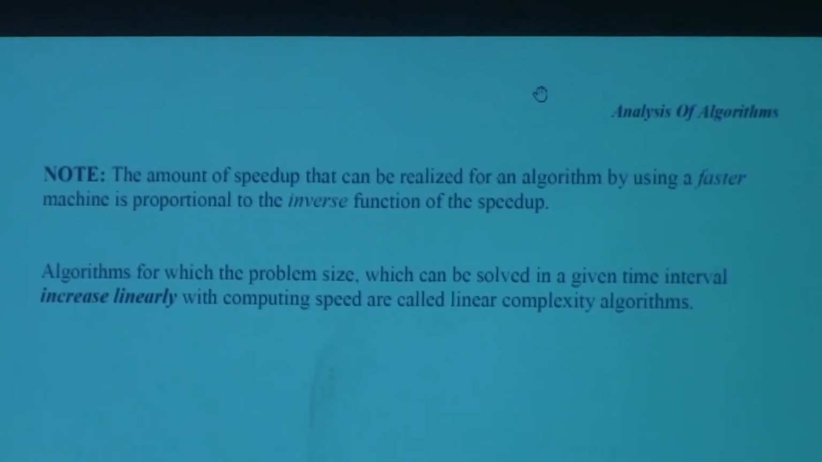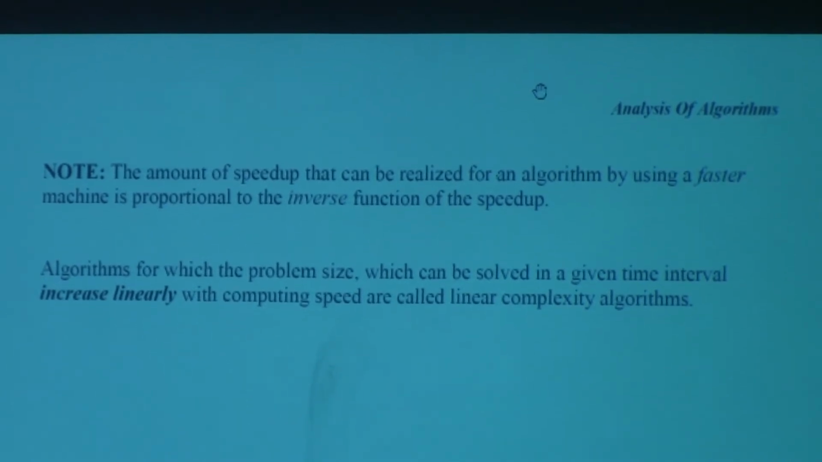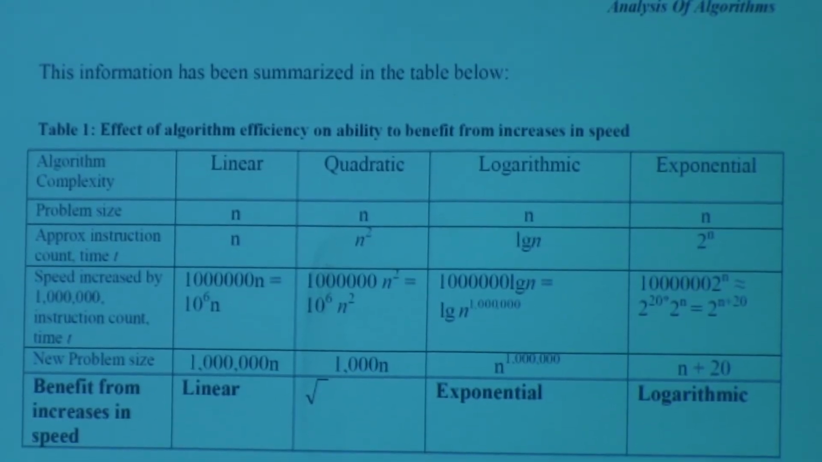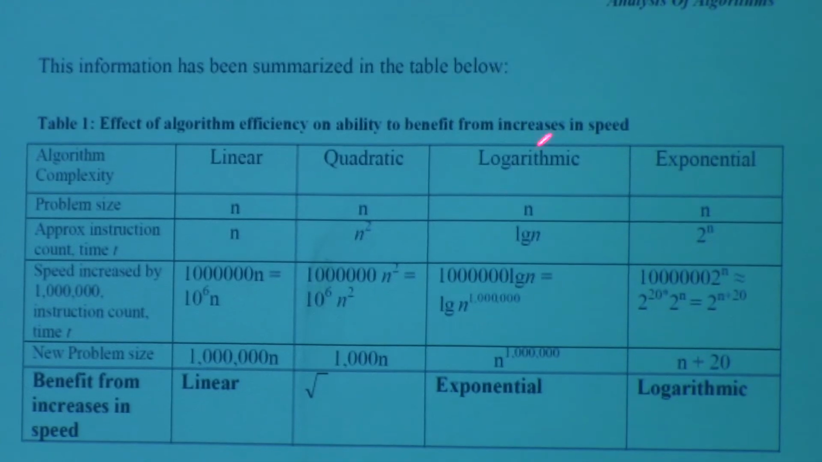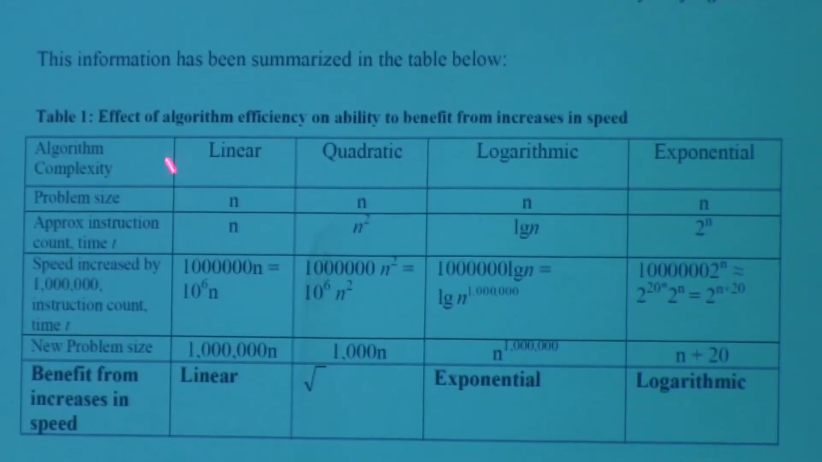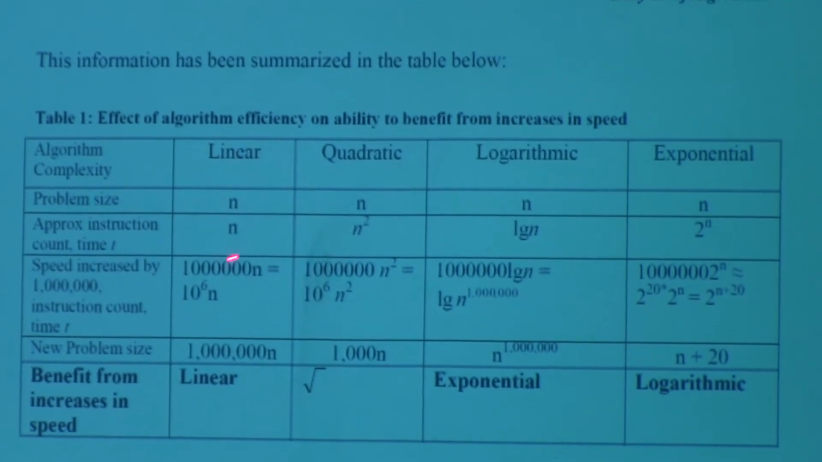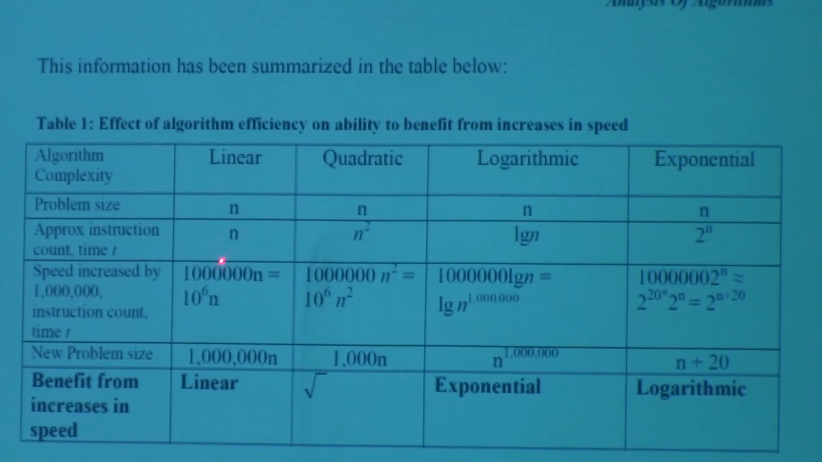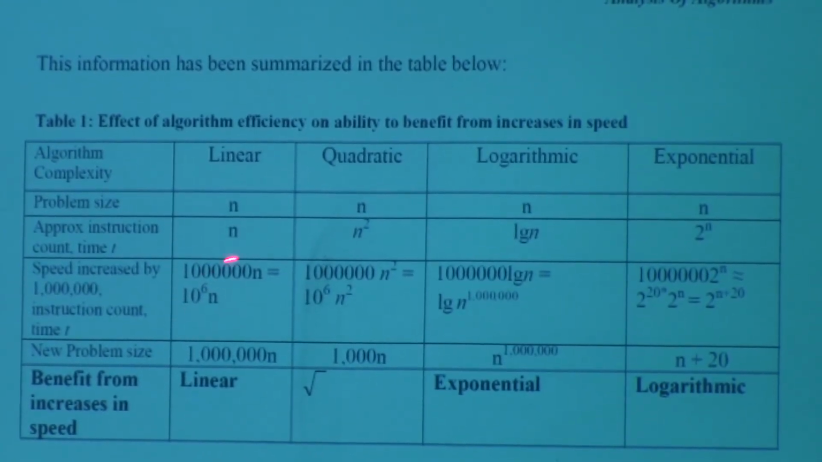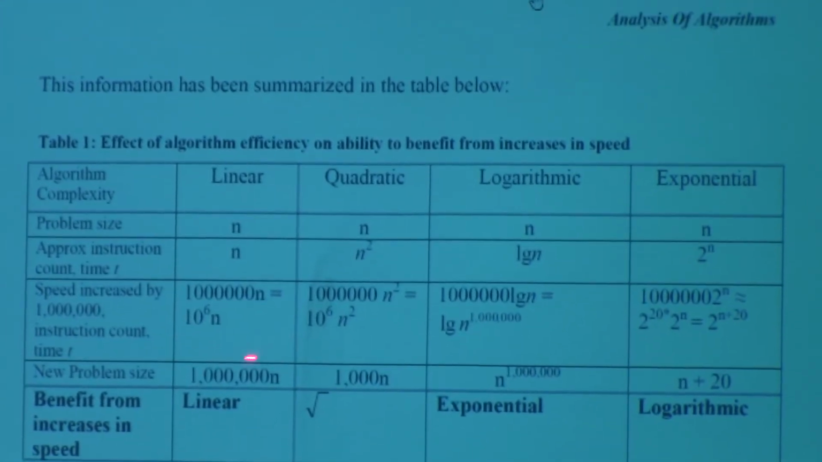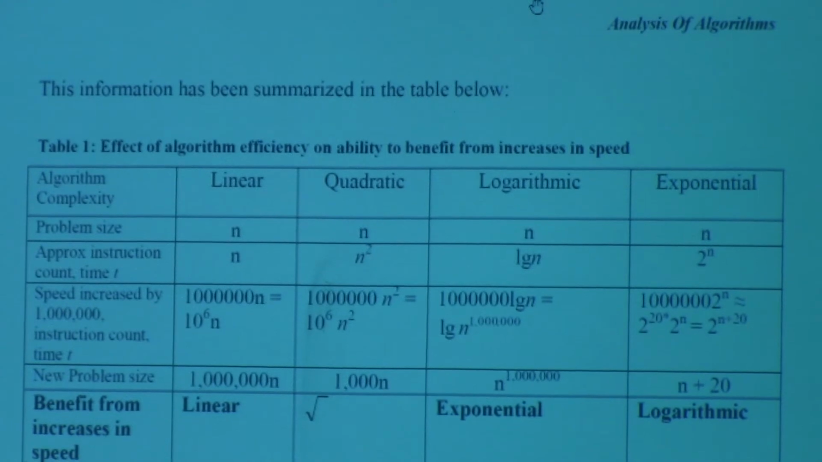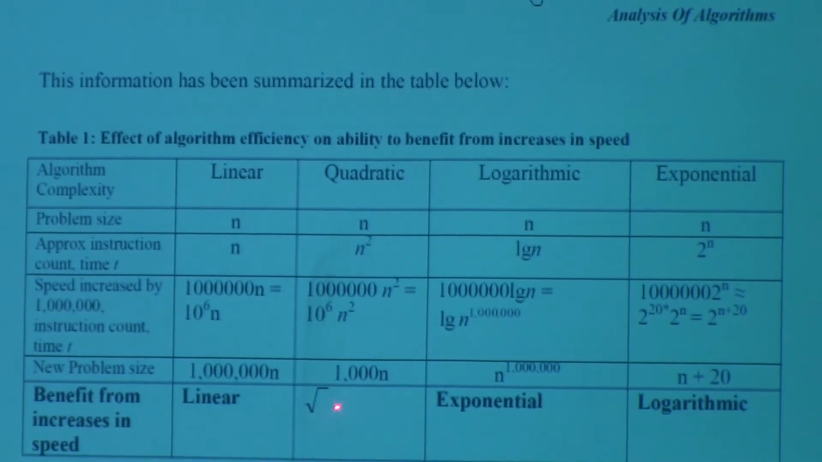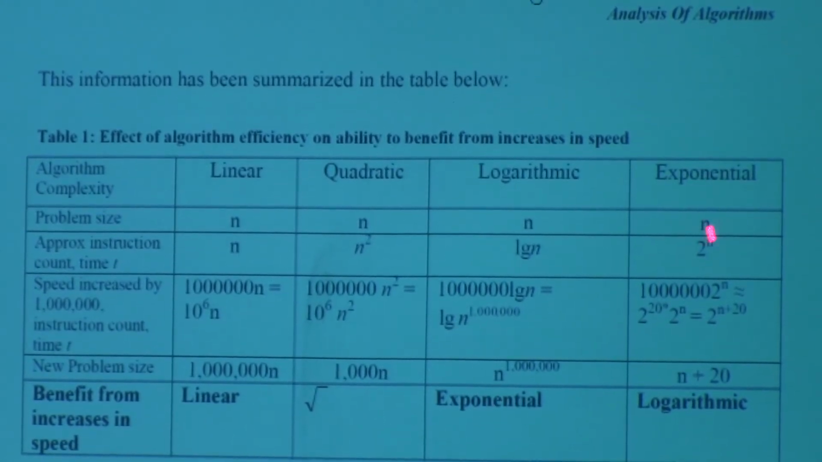Okay. So on the next page, I just sort of have a summary of what we're talking about here. And I'll let you take a look at that, okay? I'm not going to discuss it, but I've already kind of discussed it. So this is linear algorithm, quadratic algorithm, logarithmic algorithm, and exponential. If the algorithm complexity is linear, just go down here. Problem size is n, approximate instruction size is n, speed is increased by 1 million, therefore you can do 1 million n instructions. And therefore the new problem size is going to be 1 million n. So it's one-to-one. Quadratic means that the new problem size is going to be square root of the speed up, logarithmic to exponential, and exponential to logarithmic.